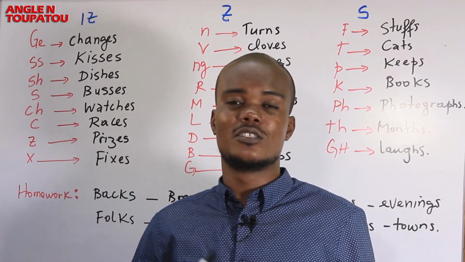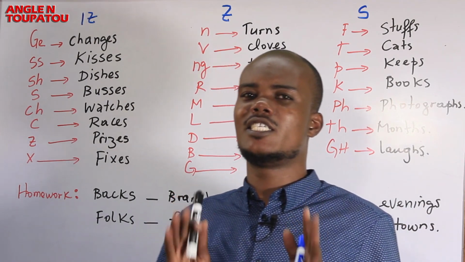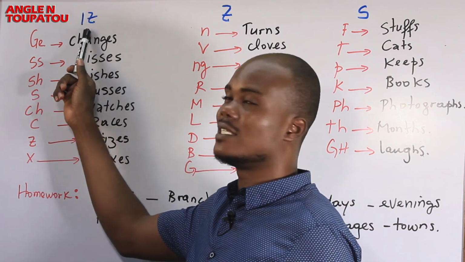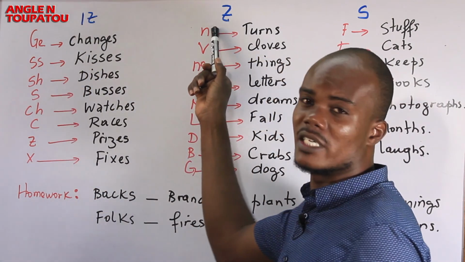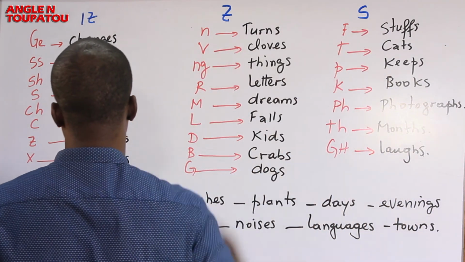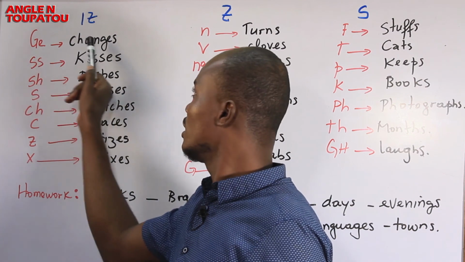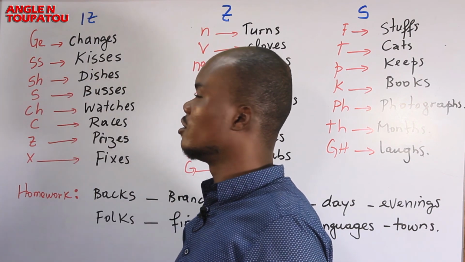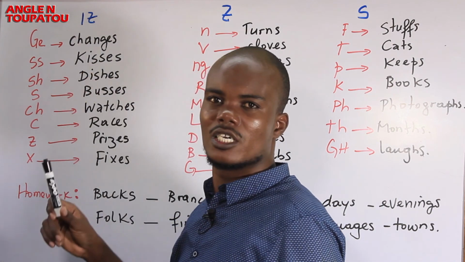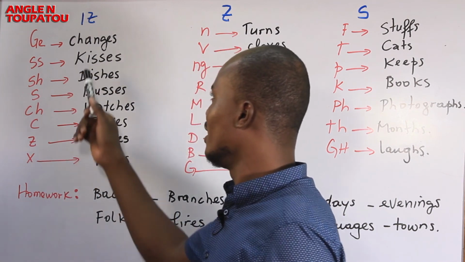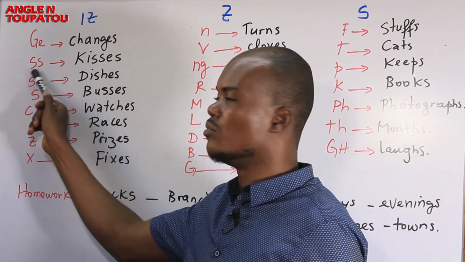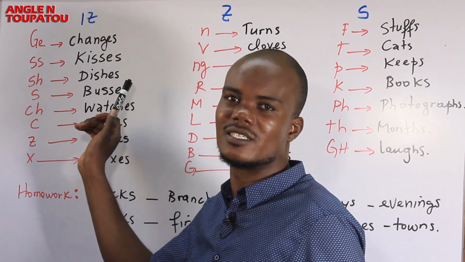Now, to finish, let's practice these words. Words will give an iz sound. Now, words that terminate with GE before S: you say changes. And what about words that end with double S before the S? You say kisses.